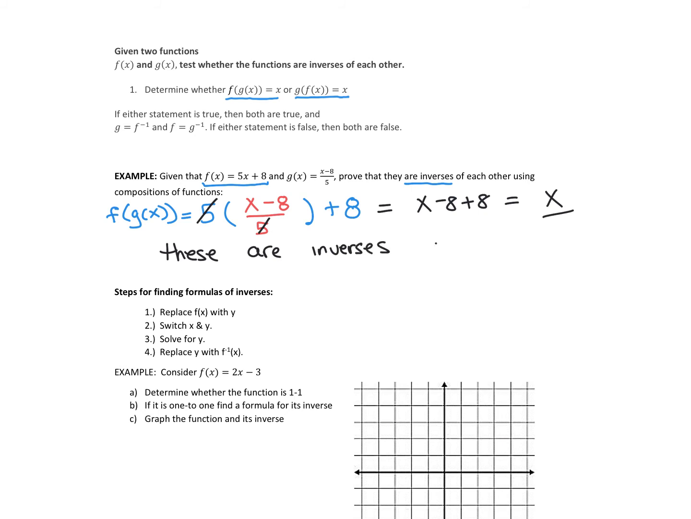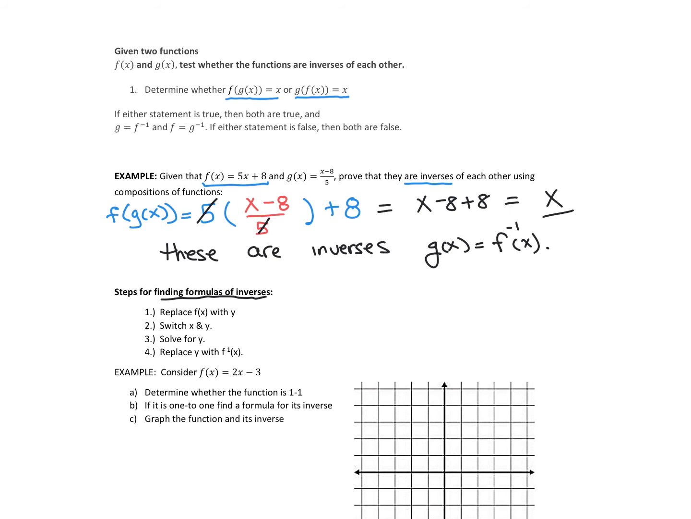And we would just say g of x is equivalent to f inverse of x. We would just give it that name. Now, what if we are given a function and we want to find the formula for the inverse algebraically? Well, there are 4 steps here.